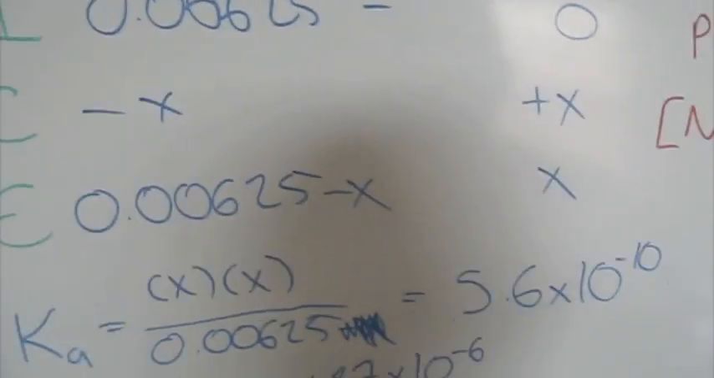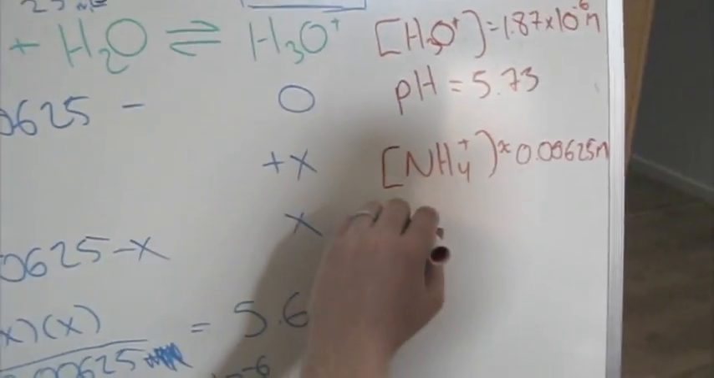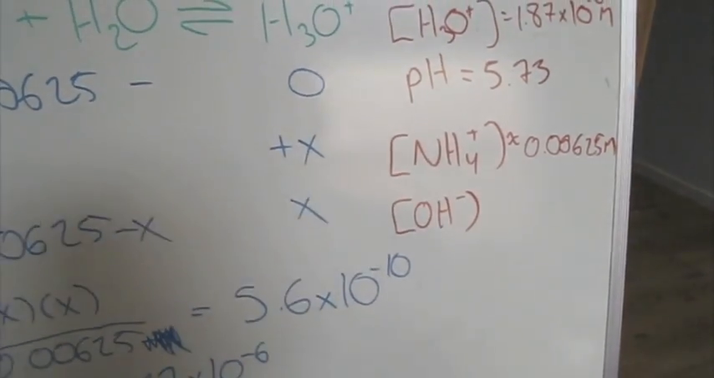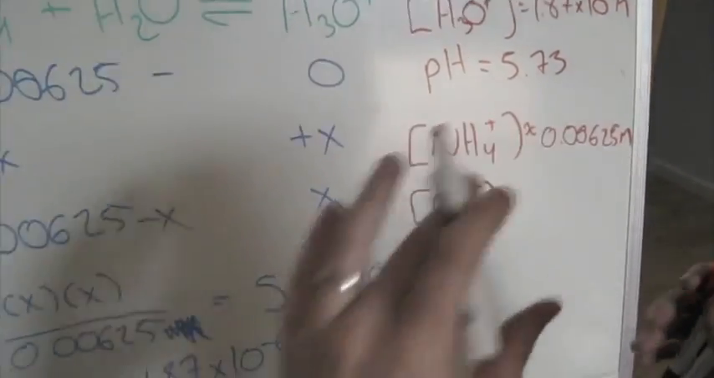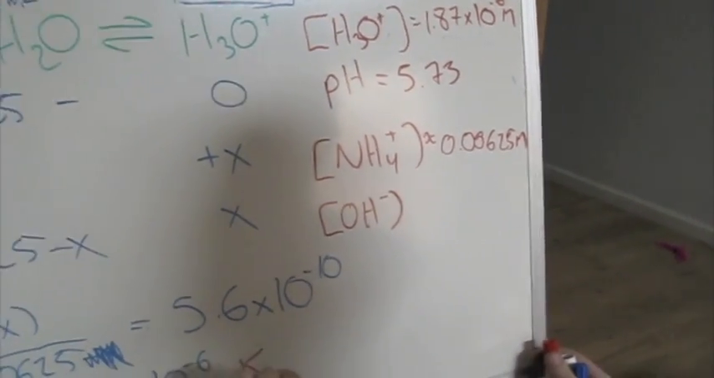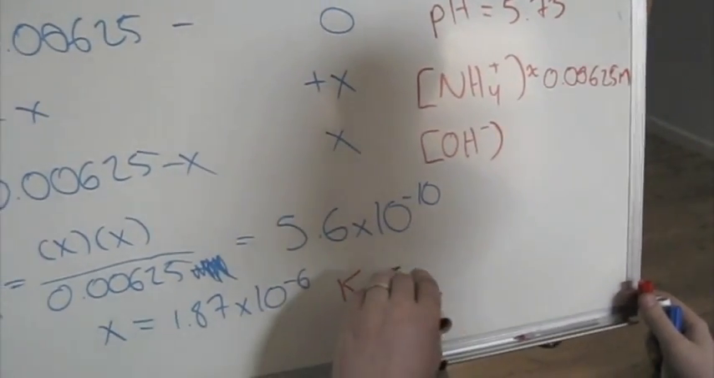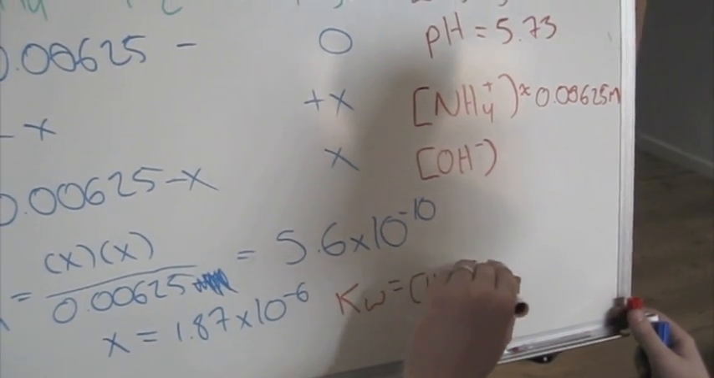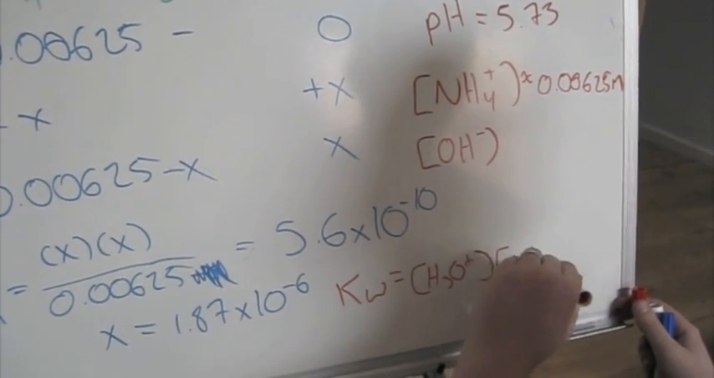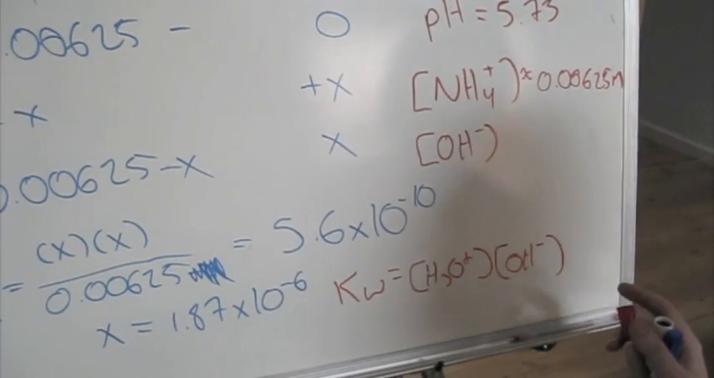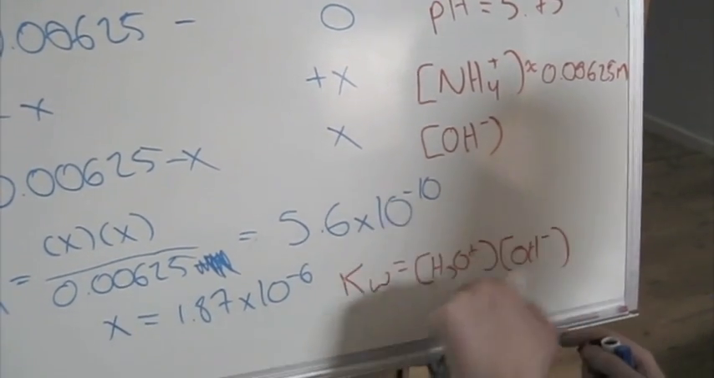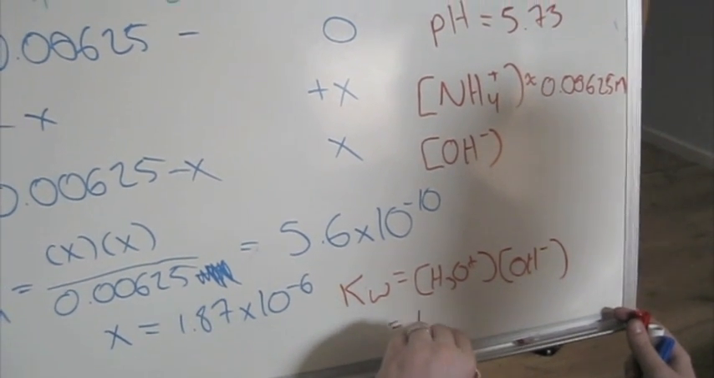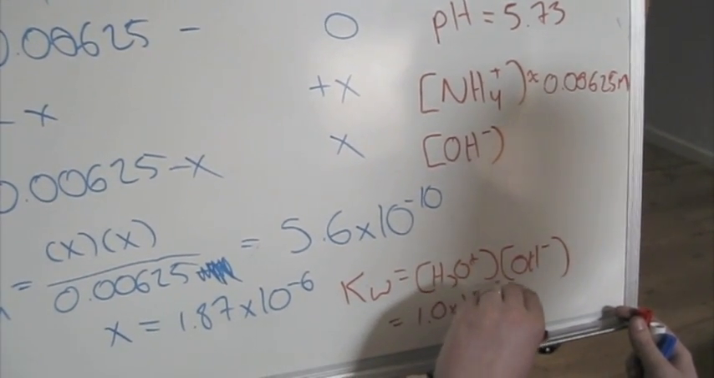The last thing we want to know is the concentration of hydroxide ions, which is not given directly by our ICE table. But because we have this lovely relationship, we know that Kw, the dissociation constant for water, is equal to the concentration of hydronium ions times the concentration of hydroxide ions for any aqueous solution. We can use that relationship to find the concentration of hydroxide ions. Kw at room temperature is always going to be 1.0 times 10 to the negative 14th power.